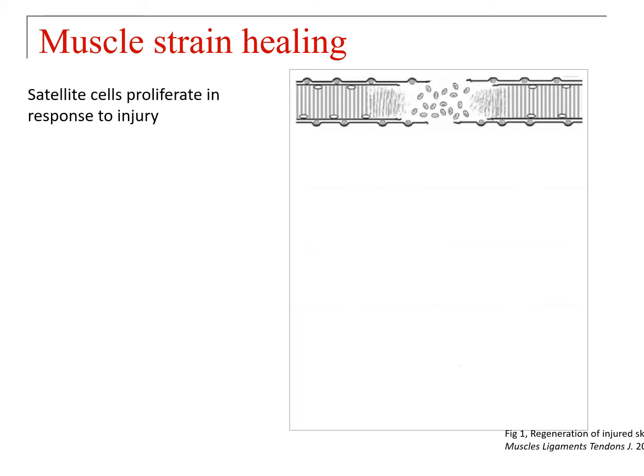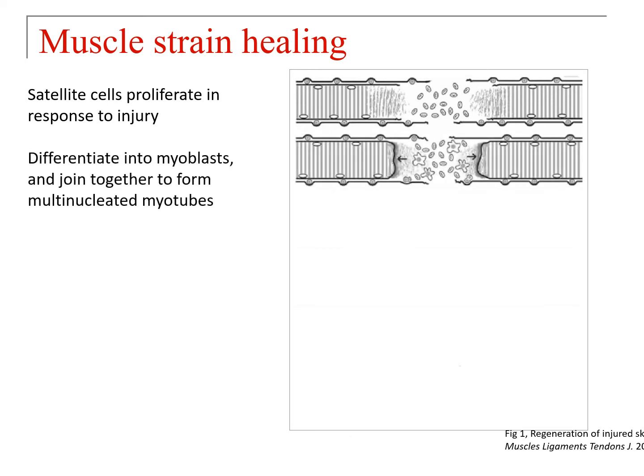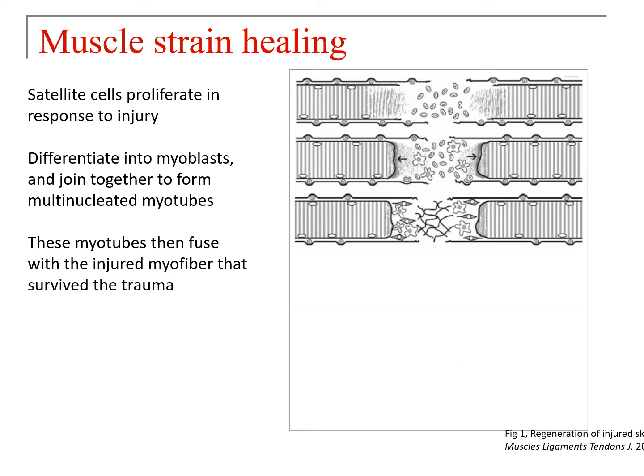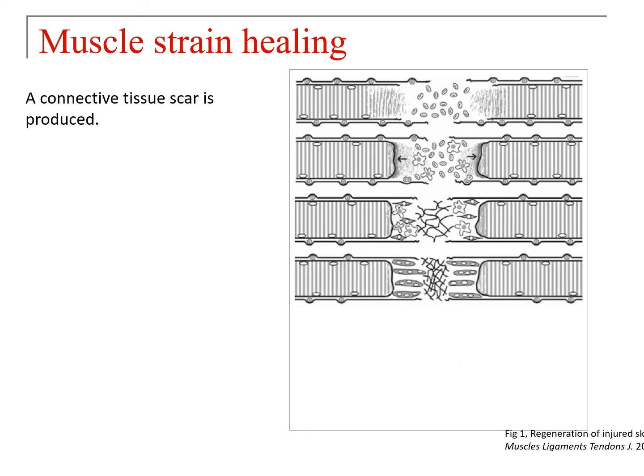So let's talk about muscle strain healing. The first thing again that happens is that the satellite cells proliferate in response to the injury. If you look at this diagram, you can see where the muscle fiber has actually been torn, and those little things in the middle are satellite cells that are proliferating in response to the injury. The next thing that happens, you see the little star-like objects there. The satellite cells are differentiating into myoblasts, and then here they start to join together to form multinucleated myotubes. The next thing that happens after this is that they'll fuse with the injured myofiber that actually survived the trauma.